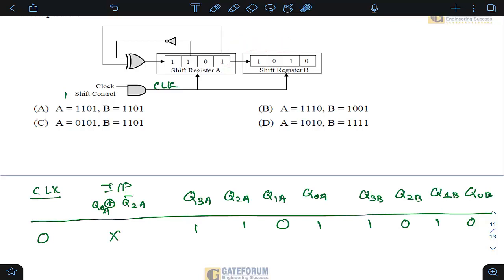Whenever you are applying the clock, how will the data movement happen? This way it is going to happen. Let's say presently it is here. This one will be coming here, this one will be coming here, this 0 will be coming here, this one will be coming here. Like that the pattern will continue. So let us see here.